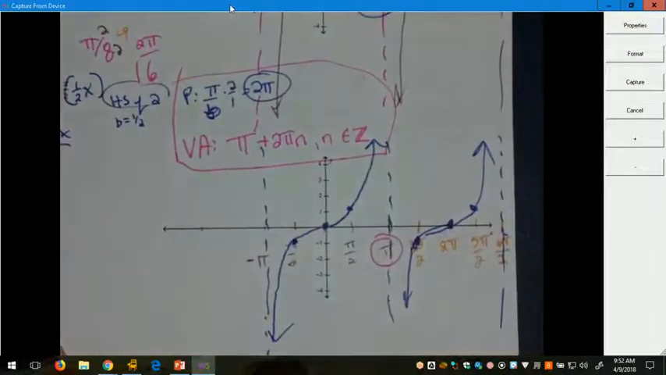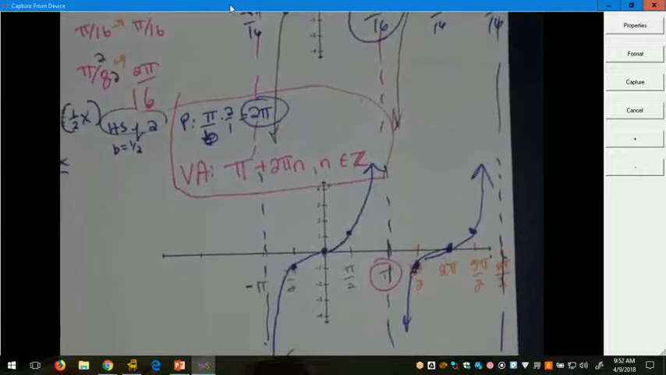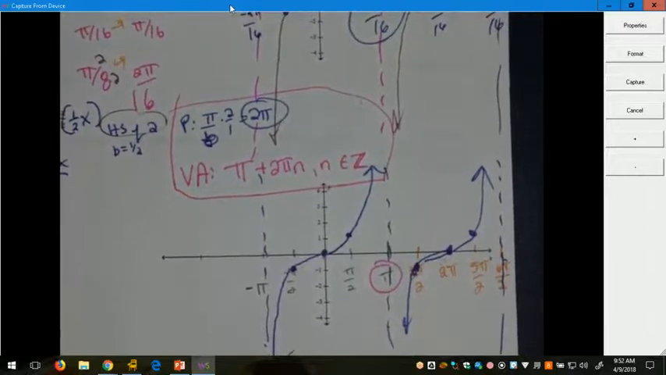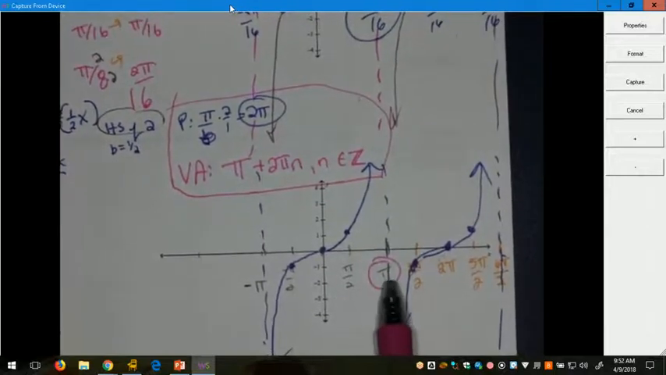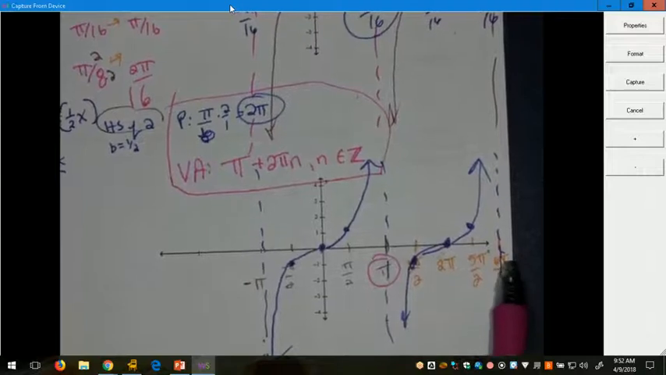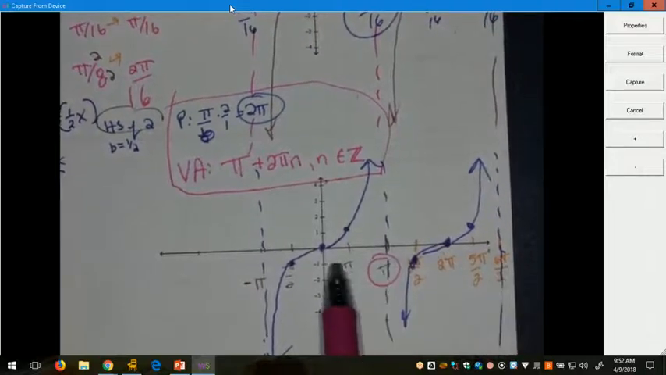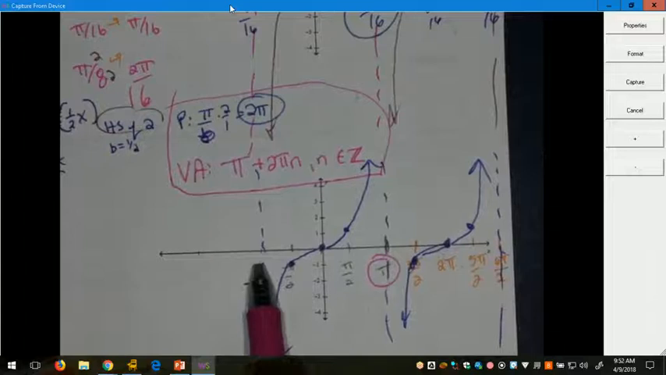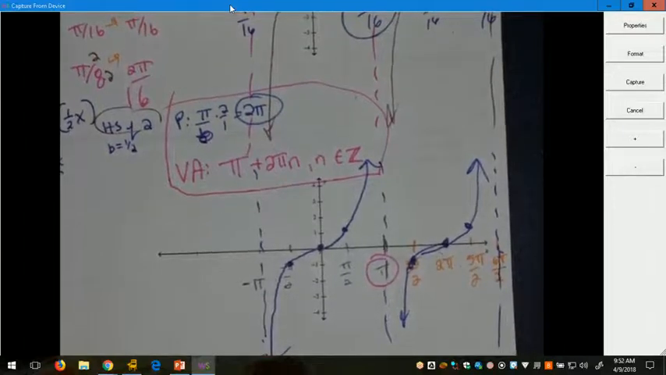And those are the only two things they asked for this function. Questions on that? So you can even see this is 2. There's 1, 2 pi units away before the next vertical asymptote. 1, 2 pi units away before the next vertical asymptote.